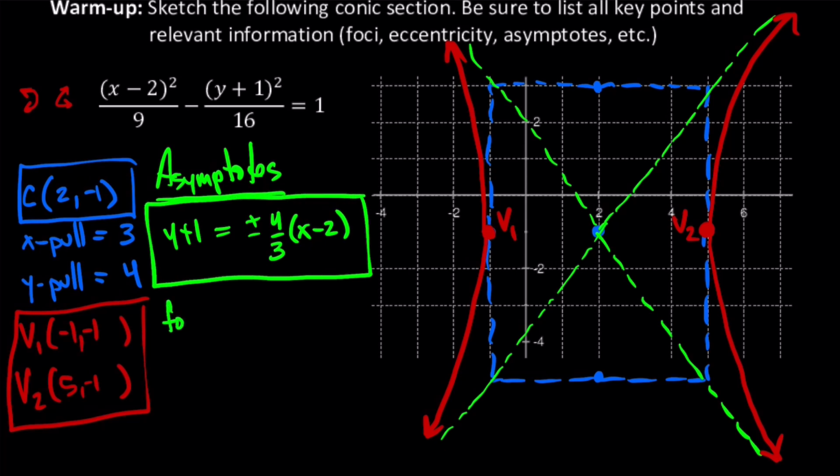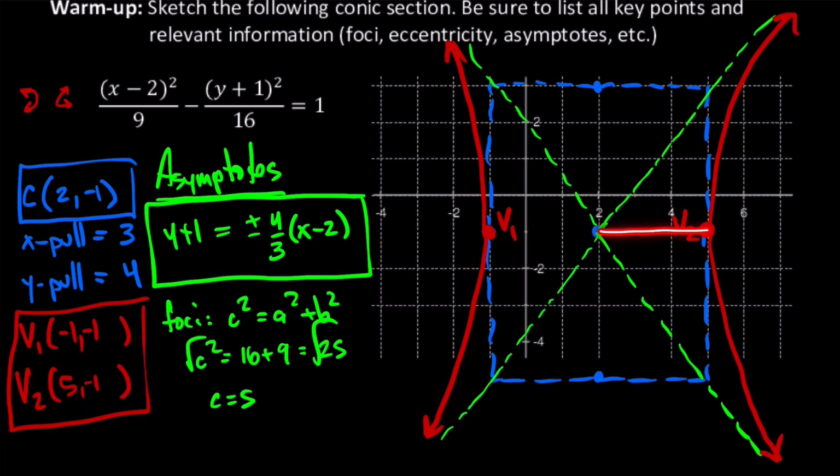For foci, remember your c squared equation is a squared plus b squared for a hyperbola. So we get c squared equals 16 plus 9. That's going to be 25. Square root of that, c is 5. That's a nice easy number to work with. So that's the distance from the center to the focus. And remember, it's on the same axis as those vertices.